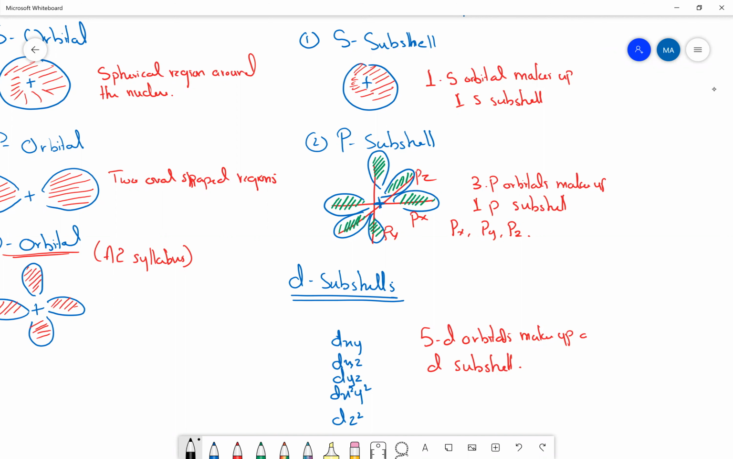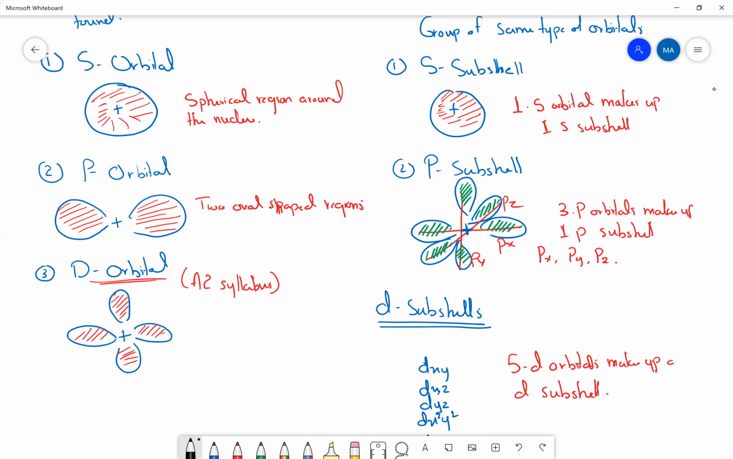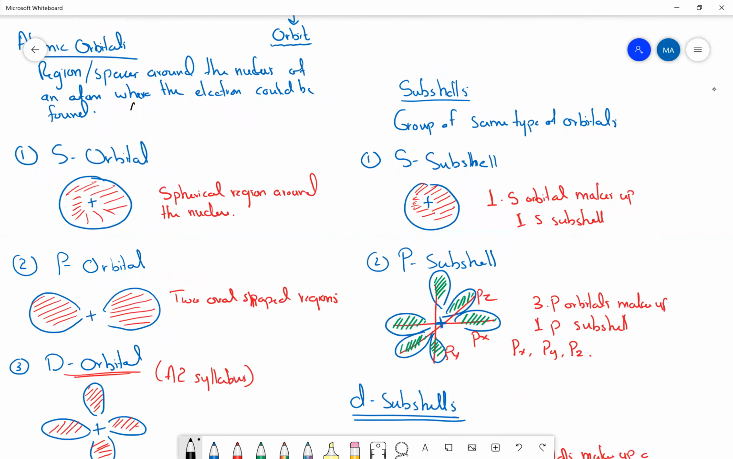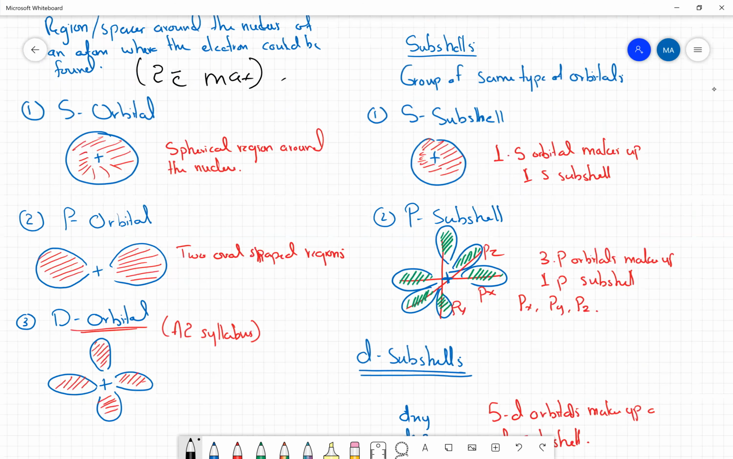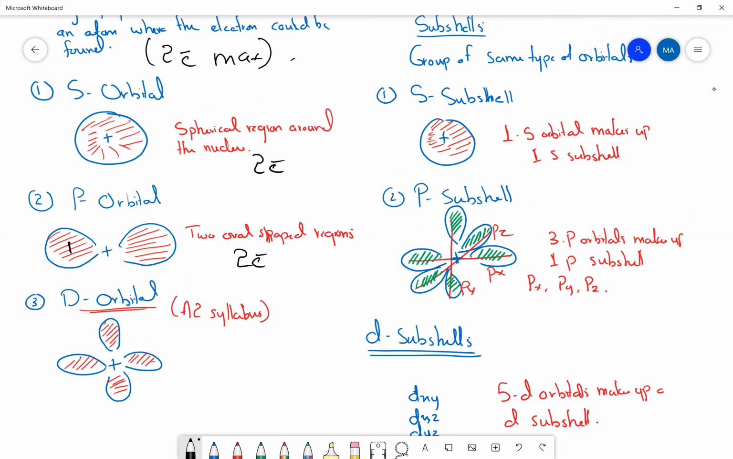Okay. So now we need to see how many electrons can there be. One orbital can have a maximum of 2 electrons only. Remember, one orbital will always have 2 electrons maximum. So if there is an s orbital, it will only have 2 electrons. A p orbital will also have 2 electrons. One electron might be in this region here, and the second one might be in the other region. And a d orbital will also have 2 electrons.